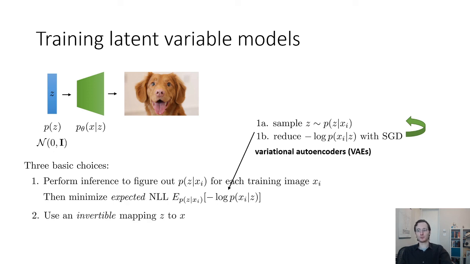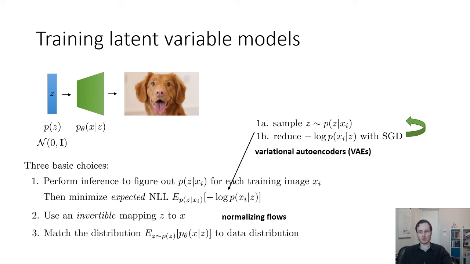Another option is to learn an invertible mapping from Z to X. So you can use a special kind of neural network that maps Z to X, whose inverse can be easily recovered from the neural network itself. And this is used by models called normalizing flows. And we'll learn about that on Wednesday as well. And then the third choice is not to bother getting the Z's for each individual X, but to match the distributions themselves. So basically sample a Z at random, sample the X given that Z, and try to match those samples at the population level to the training data. And this is what is done by generative adversarial networks, or GANs. And we'll learn about how that can be done next week.